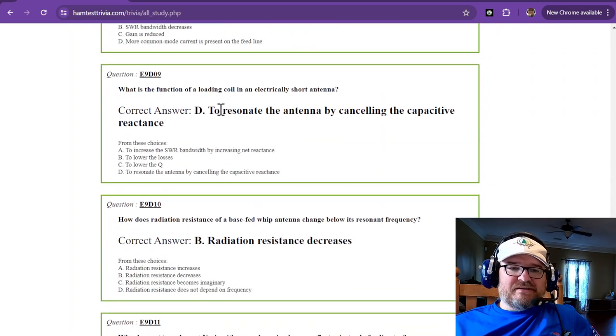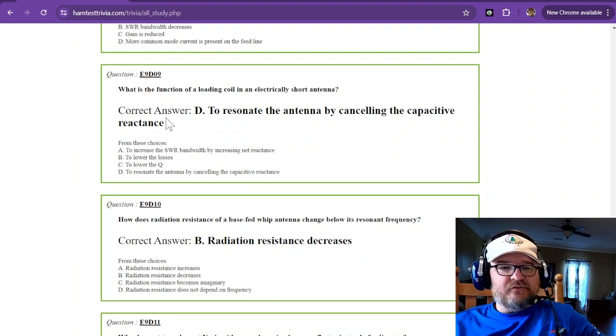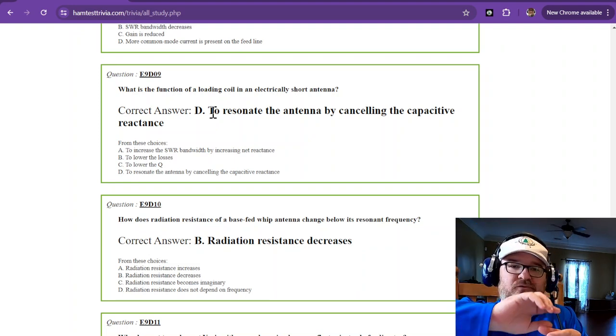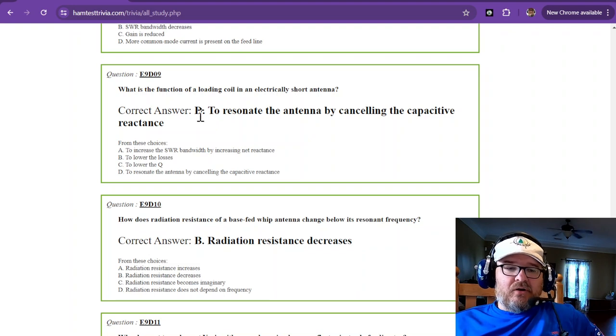What is the function of a loading coil in an electrically short antenna? That is to resonate the antenna by canceling the capacitive reactance. So the coil is an inductor. You use that inductance to cancel the capacitive reactance. That's like the MFJ1898. It has a loading coil that you can change the height of based on centimeters, the new super antenna, and some of the Wolf River coils. You can change the amount of coil to match the band that you're on.